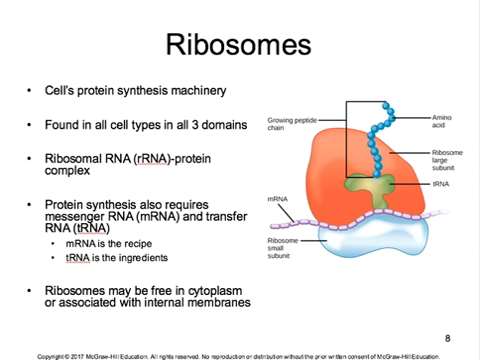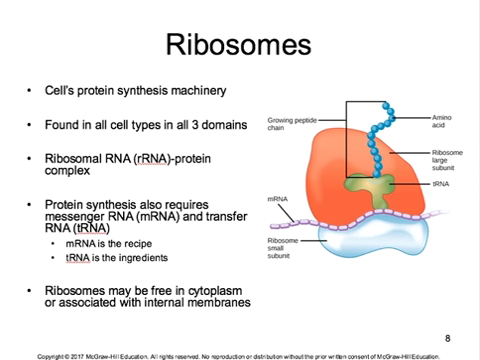They're found in all cell types and all 3 domains. So ribosomes are in prokaryotes, they're in eukaryotes, and they are in archaea. Ribosomal RNA is what makes up a ribosome. So a ribosome is ribosomal RNA and protein.